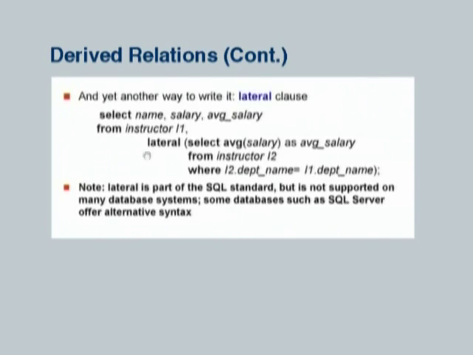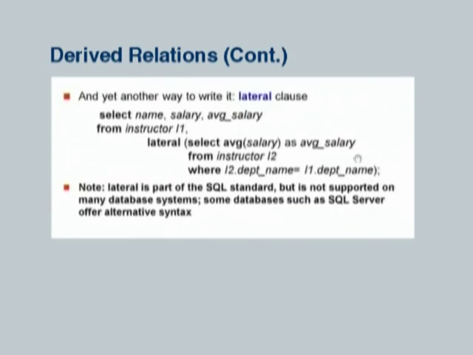Unless your database supports a construct called lateral, in which case you say something like this: instructor I1, comma, lateral, and what lateral signifies is that the subquery immediately following it can access the attributes of anything to the left of it. This is a feature which not all databases support, although it is part of the SQL standard. And if it's not supported, there is no way you can access attributes of I1 inside here. If you do wish to do this, you can probably rewrite the query in some other way. It depends on the specific query.